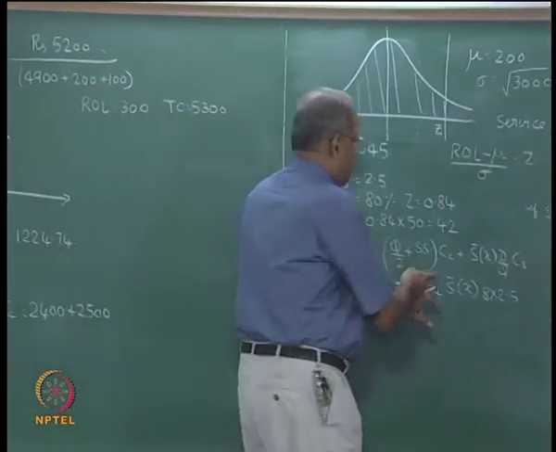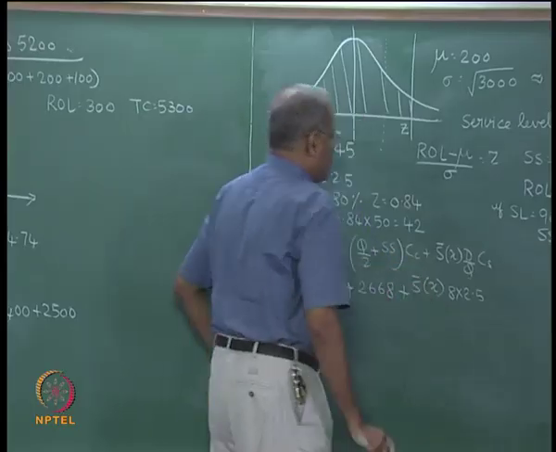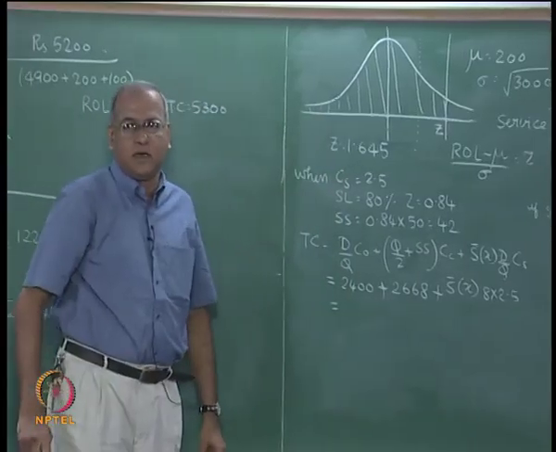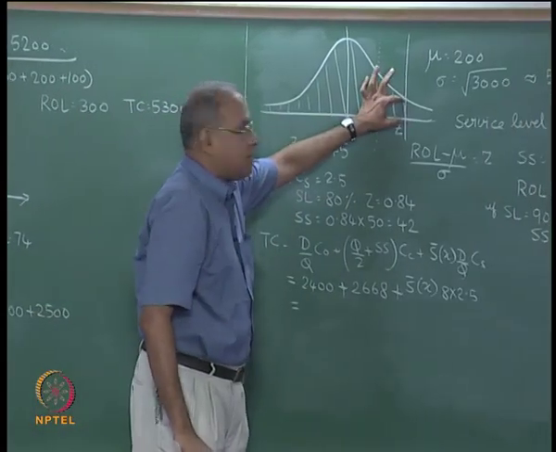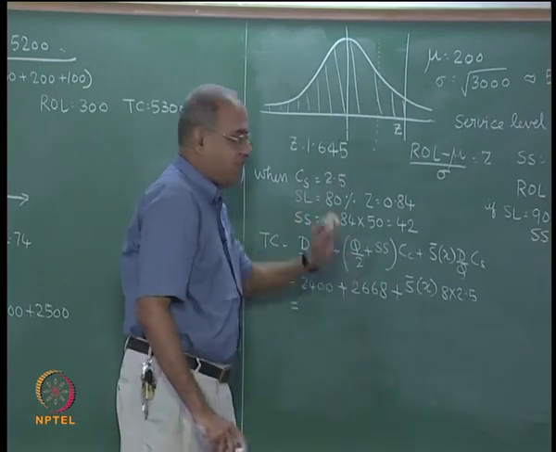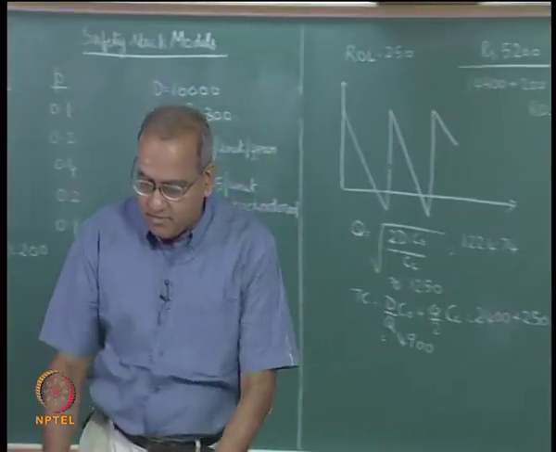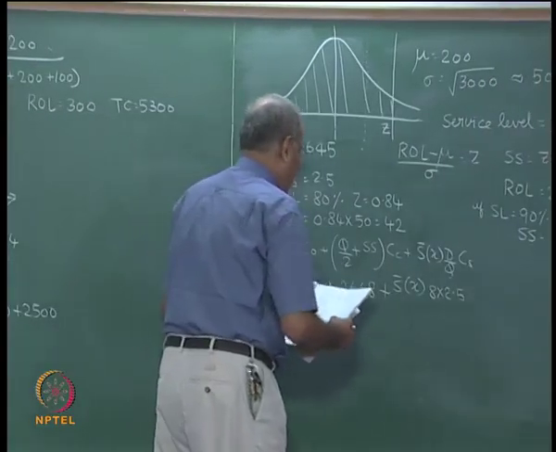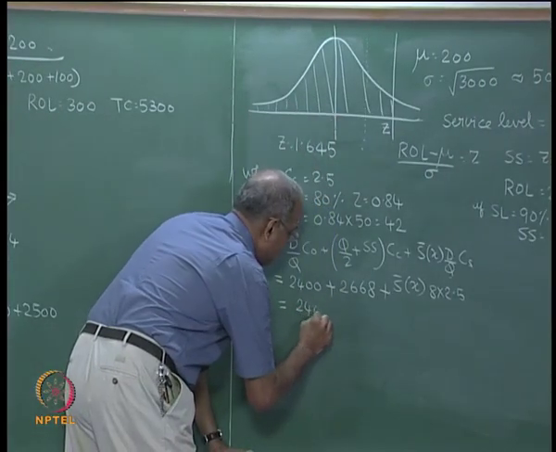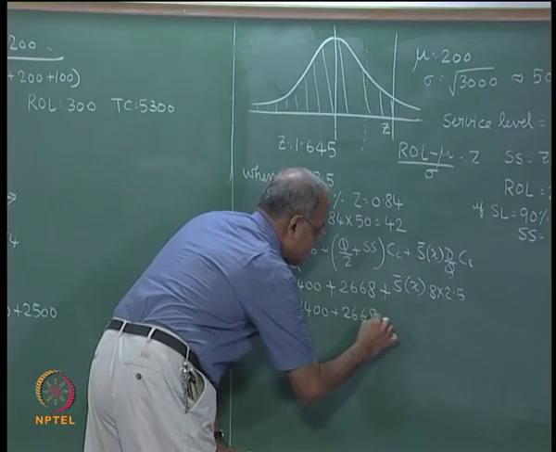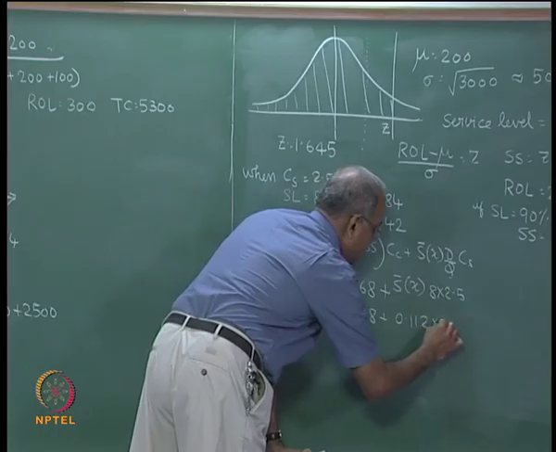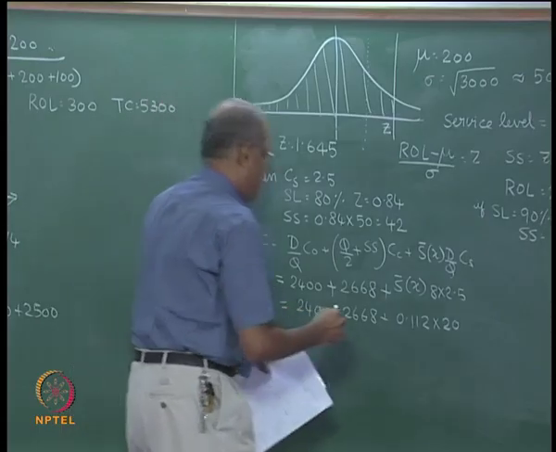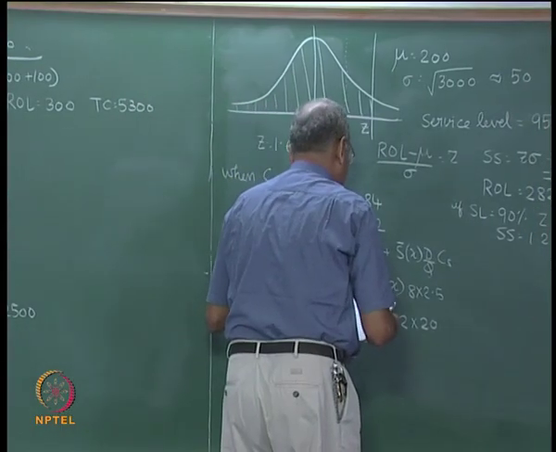So, we really need to find the value of S bar of x corresponding to this 80% service level. That involves a more detailed look at the normal distribution, which also means that we have to find the y and so on. So, I am just going to give that figure here. The S bar of x that we have for this normal distribution is 0.112. So, this will be 2400 plus 2668 plus 0.112 into 50.